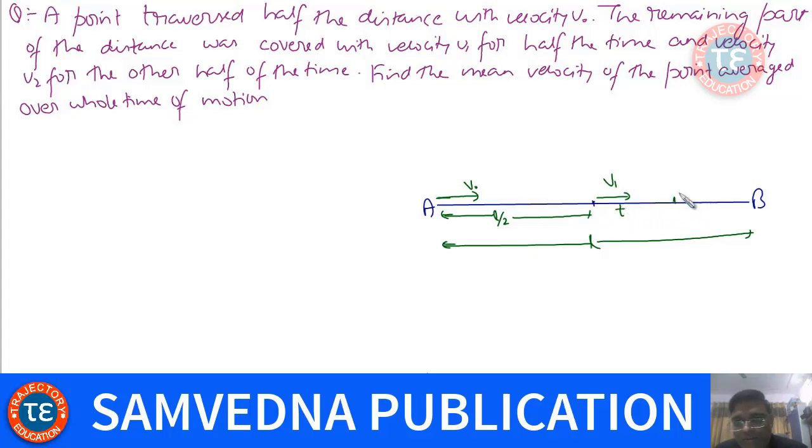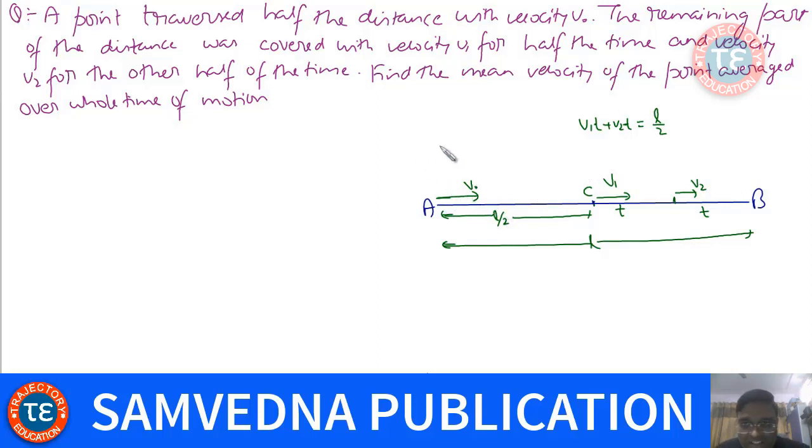for, say, time interval T, and V2 for another half of the time. Suppose this is C, then the time taken by the particle to move from C to B is, suppose, 2t. So for t time it travels with V1, and for the next t time it travels with V2, that is, we can form the equation from here. V1t plus V2t is L by 2, right? L by 2.